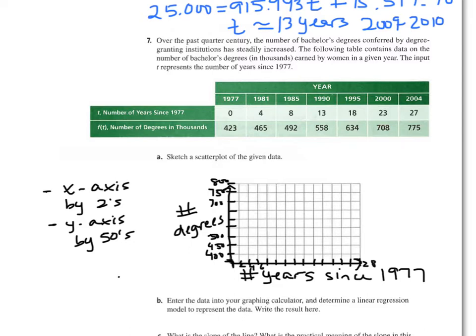Okay, so this goes to a little over 400, 4 goes to 465, 8 goes to 492, 13 goes to 558. I'm kind of just doing this a little bit fast, so just bear with me. I'm going to skip to just that last one, just so I can get some more points on there. 775 is going to go up here. Whoops. So my graph is obviously a little bit off here, because mine's not looking very linear.